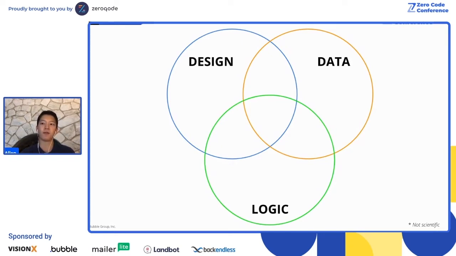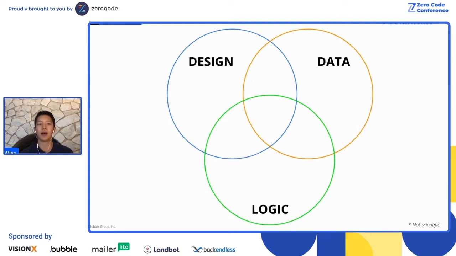So this is a very rough framework. It is not meant to be scientific at all, but it's something that I came up with just to help me better understand the different companies out there. And the framework basically divides no-code capabilities into three categories.